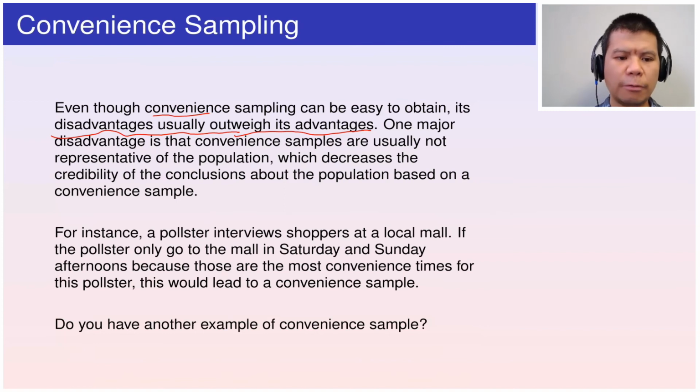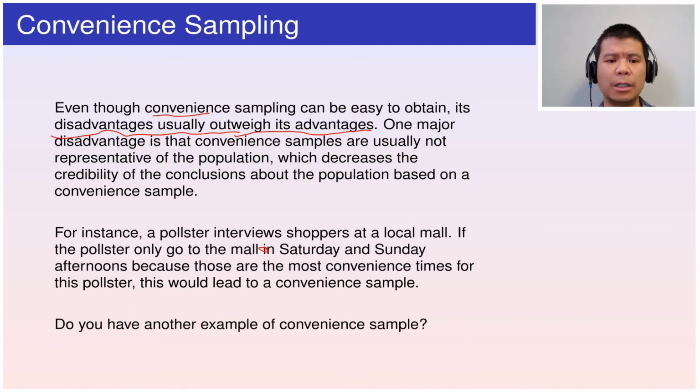Now, for instance, let's consider this example. A pollster interviews shoppers at a local mall. If the pollster only goes to the mall on Saturday and Sunday afternoons, because those are the most convenient times for this pollster, easy for him, convenient, so it is a convenience sampling method. This will lead to a convenience sample because it is easy.